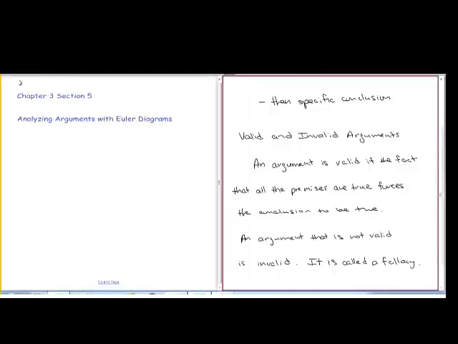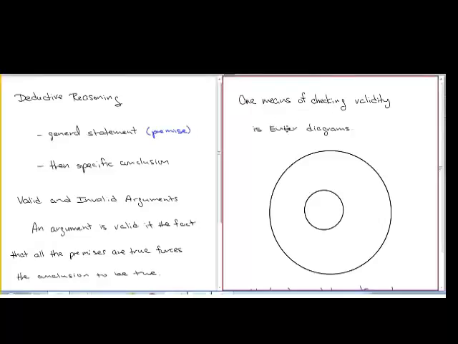So the way Euler diagrams work is we use circles. One means of checking validity is using Euler diagrams. We have these circles, and we label the circles according to the first statement that we make, which is a general statement about something. Then we use the second statement to place a little X somewhere, whether it's in the big circle or specifically in the small circle. And based upon the position of that X within the circles, we can make a valid conclusion. It's hard to explain unless we do an example, so we're going to do an example.